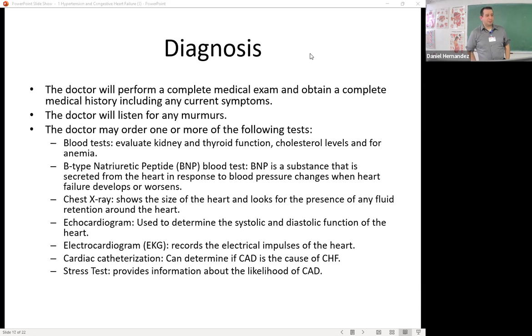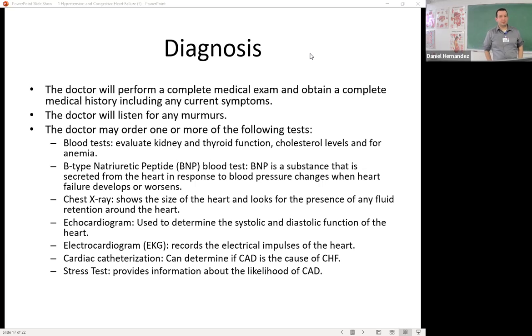So when we're talking about diagnosis for a patient with congestive heart failure, doctors will perform a complete medical exam, obtain a complete history, including all their current symptoms. Doctors will listen for any types of murmurs. This can indicate potential valvular disease, valvular dysfunction, presence of any septal defects. The doctor may order one or more of the following tests. So they'll order blood work, evaluate the kidneys, thyroid function, cholesterol levels, anemia.